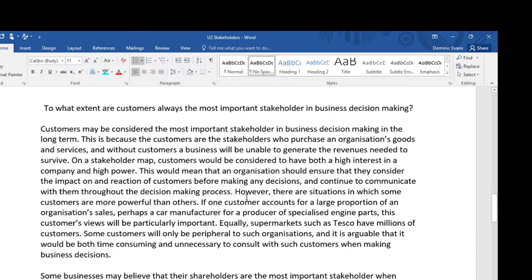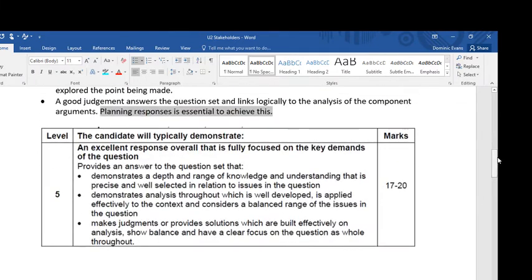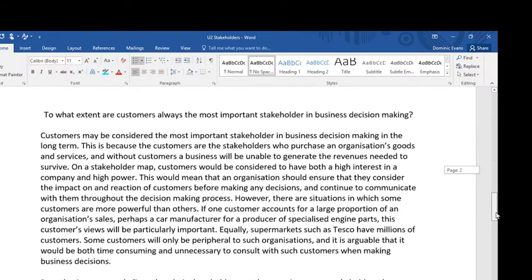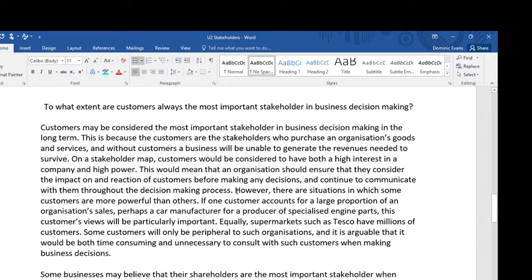But I'm going to try and get some balance in my essay, because one of the things that the examiner wants is a balanced range of issues. So how do I get some balance when I'm talking about stakeholders? Well, I talk about why customers might not be the most important in decision making, or why some customers may not be as important. However, there are situations in which some customers are more powerful than others. If one customer accounts for a large proportion of an organisation's sales, perhaps a car manufacturer for a producer of specialised engine parts, this customer's views will be particularly important.